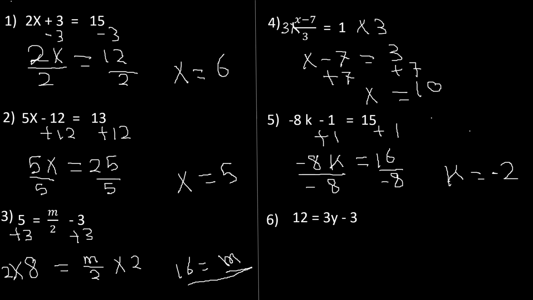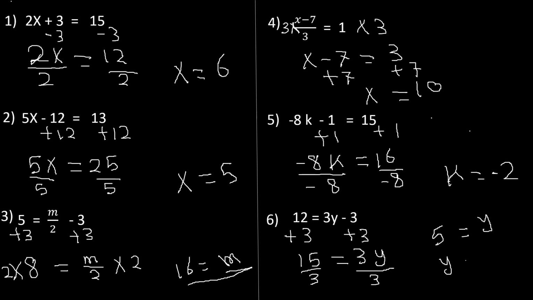12 equals 3y minus 3. Then adding 3 on both sides. 12 plus 3 equals 15. And then here is 3y. Then we have to remove 3 from both sides by dividing by 3. Divide by 3. So the last 5 will be equal to y. It's the same as y equals 5.